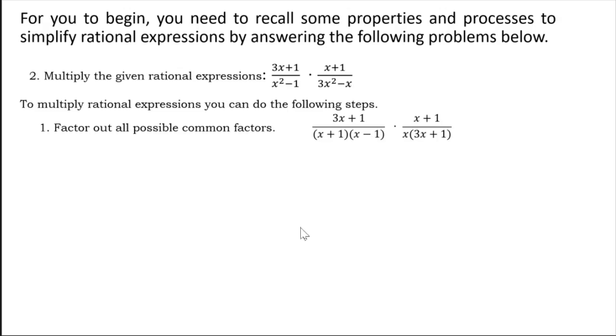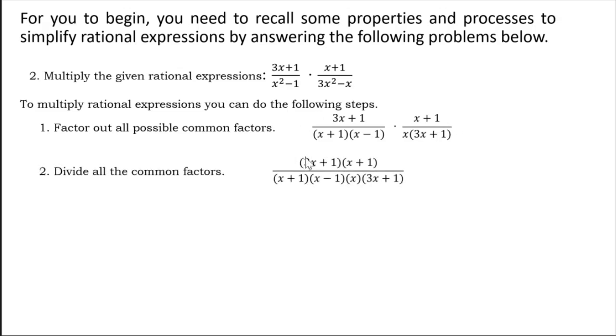So what are the common factors? For the factor of x squared minus 1, that is quantity x plus 1 times quantity x minus 1. And for the 3x squared minus x, that's x times quantity 3x plus 1. And of course, we have to divide all the common factors. For example, for the 3x plus 1, divide by 3x plus 1.